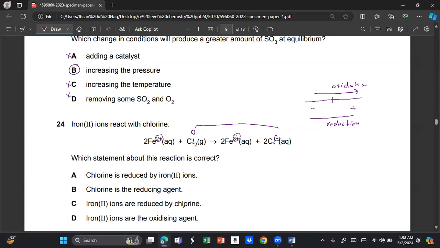Okay, now see the options. Which statement about this reaction is correct? Chlorine is reduced by iron to ions. Chlorine has been reduced, yes, because its oxidation state is decreasing according to the above scale. And iron itself gets oxidized because it is losing electrons. Loss of electrons is oxidation. Chlorine is reduced by iron to iron ions. Yes, right. Just to save time, I'm sure, let us see the other options.